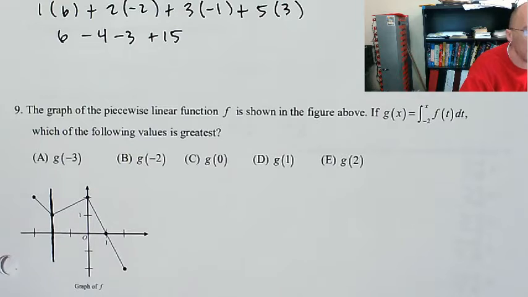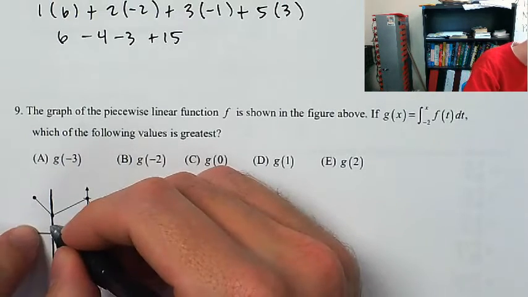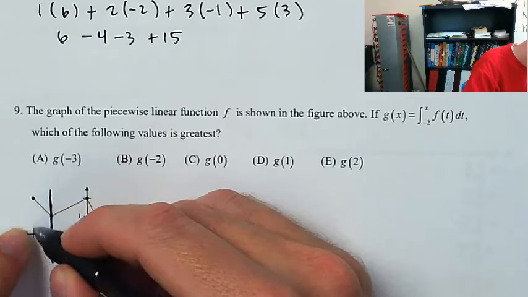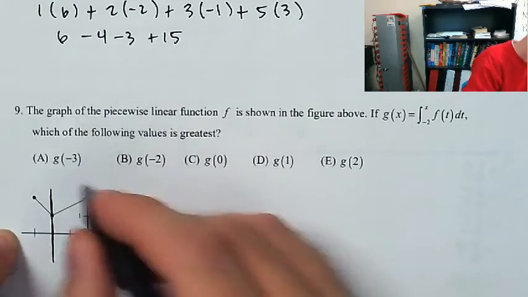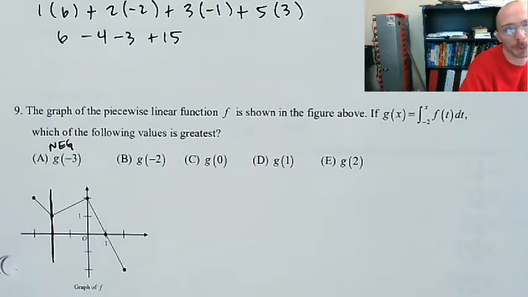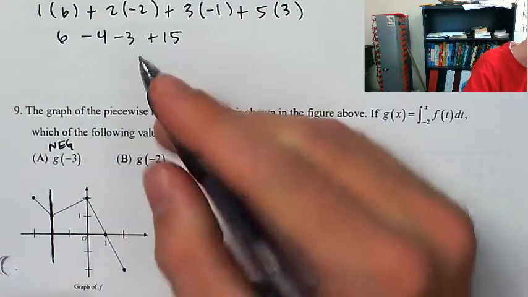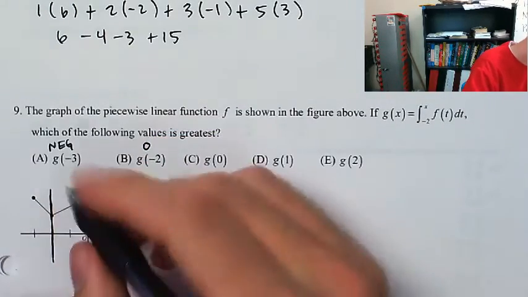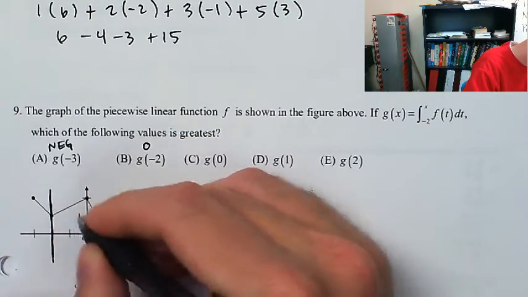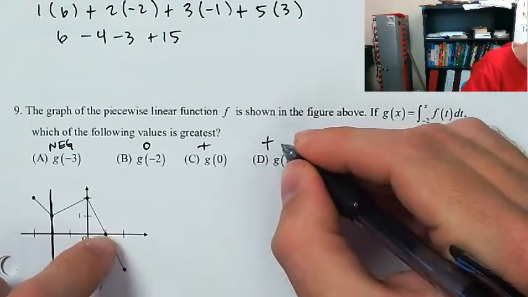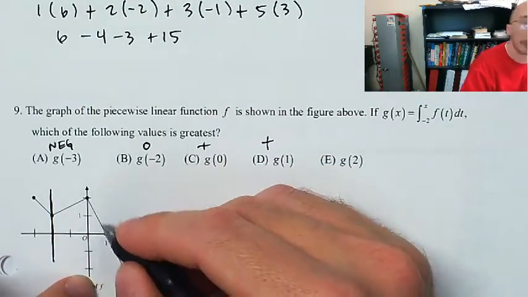Okay, so g of negative 3. G of negative 3 is going to be the integral from negative 2 to negative 3 of f, which is going to end up being a negative number because it's going to be the negative of this area. Okay, so I'm just going to write in that it's negative, so I don't think that it's going to be the greatest, right? G of negative 2, that's 0 because it's the integral from negative 2 to negative 2. Okay, G of 0 is positive, but it's just the trapezoid. G of 1 is positive and even bigger than G of 0 because I added on the positive area of this triangle.